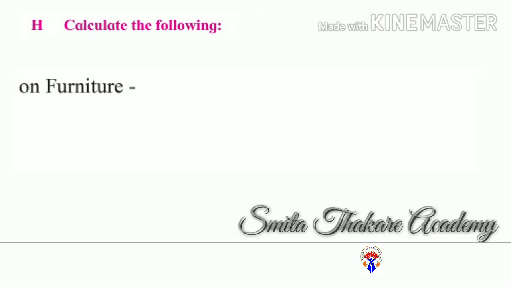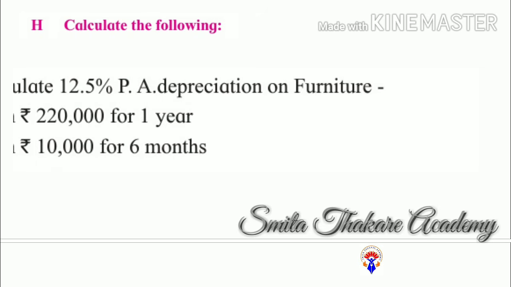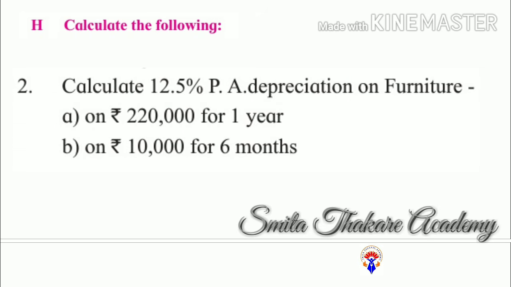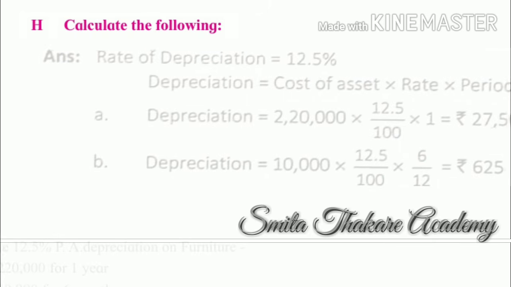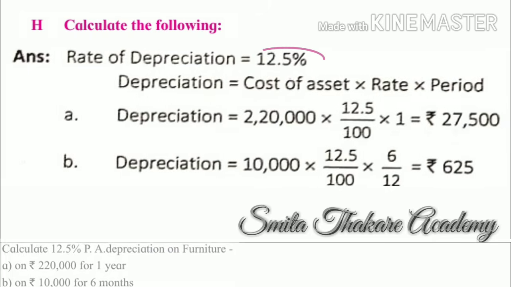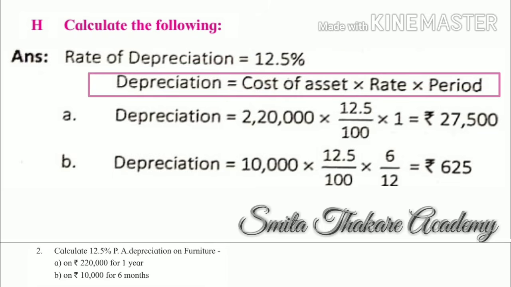Second one, calculate 12.5% per annum depreciation on furniture. First one, on 2,20,000 for 1 year and on 10,000 for 6 months. Answer, rate of depreciation given in the problem is 12.5%. Depreciation is equal to cost of asset into rate into period. This is the formula of calculation of depreciation.